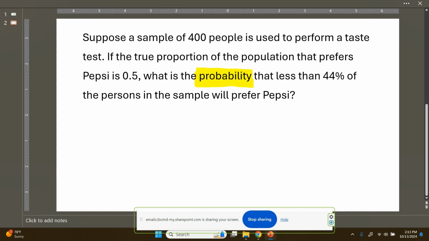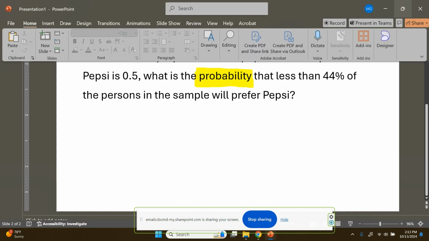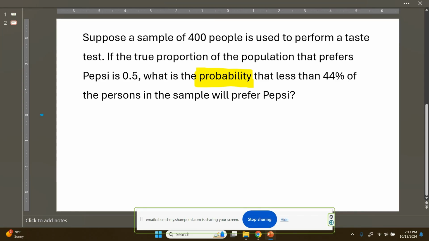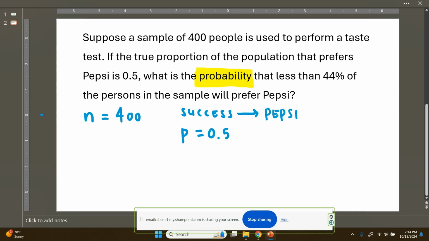Note that, as most of our problem questions have been in Unit 2. I want to next sort of catalog all the information that's in this paragraph. So the first thing I read over is that there is a sample of 400. And it also mentions that the true population proportion that prefer Pepsi is 0.5. So I guess we're going to say our success is Pepsi, and P is our population proportion, 0.5.